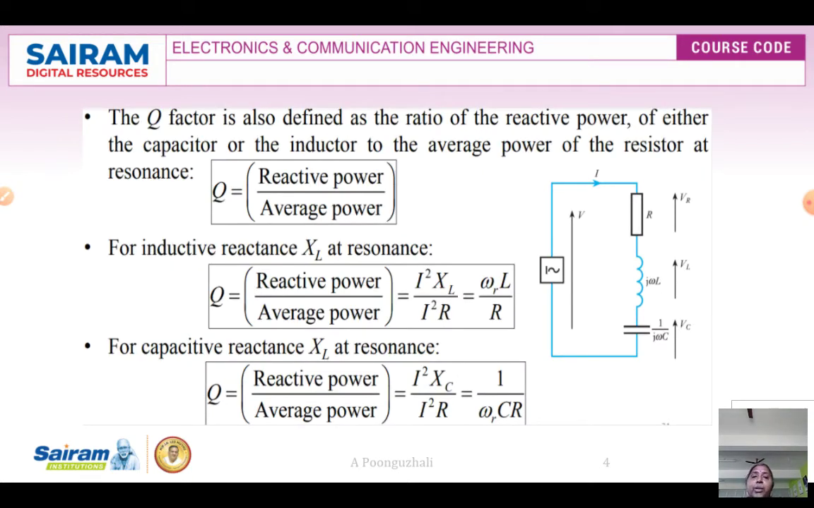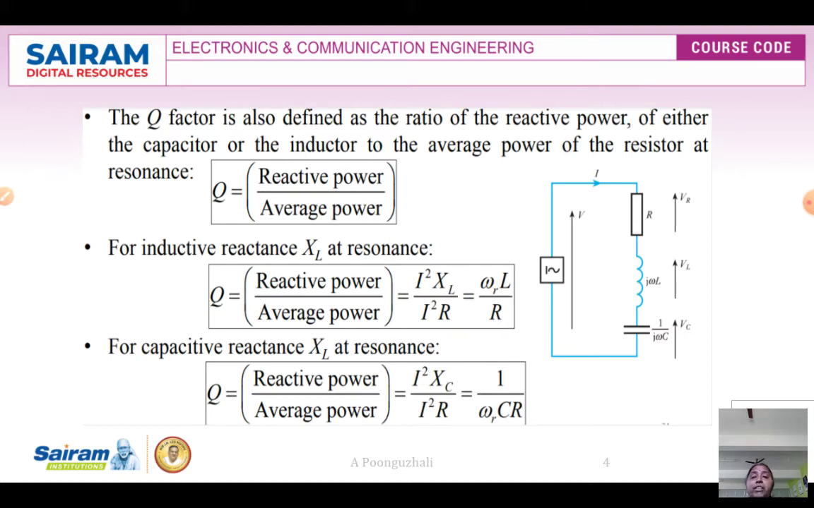Next, we are going to define the quality factor as the ratio of the reactive power to the average power. The reactive power is the power present across the capacitance or the inductor, relative to the average power of the resistor. So for inductive reactance, Q is equivalent to reactive power by average power. Reactive power is I square XL divided by average power I square R. So I square gets cancelled, and it is nothing but omega R L by R.